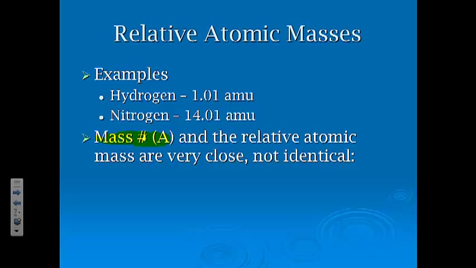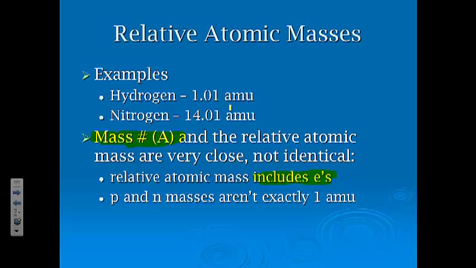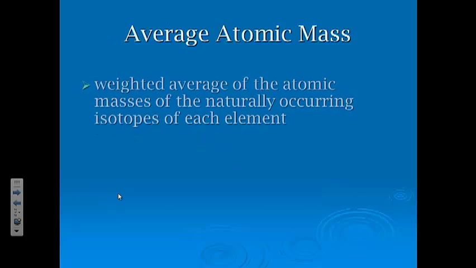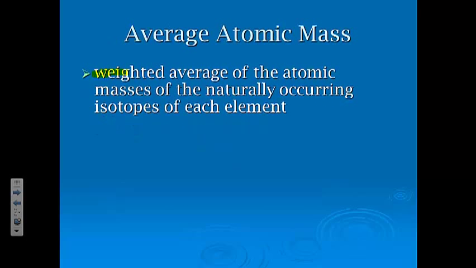Now, relative atomic masses: hydrogen is about 1.01 AMU, nitrogen is about 14.01, and you'll notice that the mass numbers of those substances are close, but they're not identical. The reason they're not identical is that the relative atomic mass does include electrons. And although they're small, they can have a little bit of an effect, hence the 0.01. Plus, if you remember, the protons and the neutron masses aren't exactly 1 AMU either. So there's going to be differences for those.